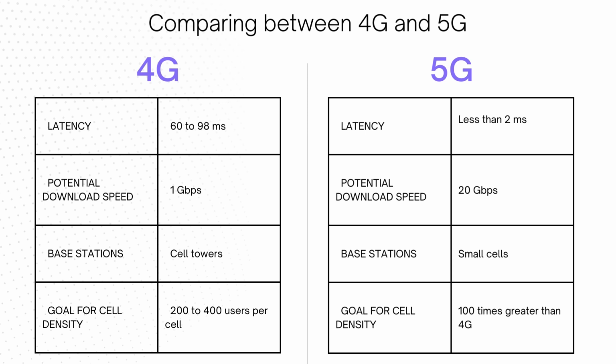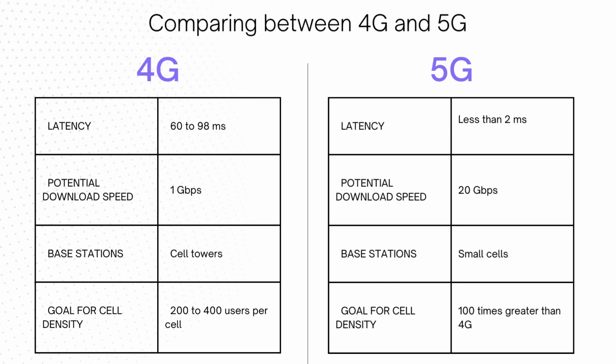In the realm of latency, 4G remained around 60 to 98 milliseconds, but 5G steps in with lightning speed, showing off less than 2 milliseconds. When it comes to download speeds, 4G hit 1 GB per second, but 5G skyrockets to a potential 20 GB per second. Now the game changer is base stations.